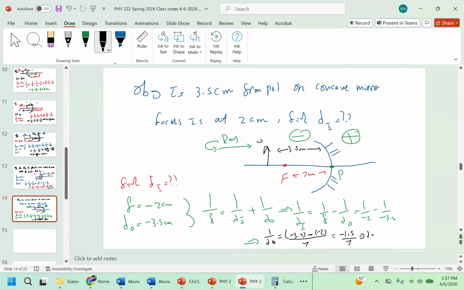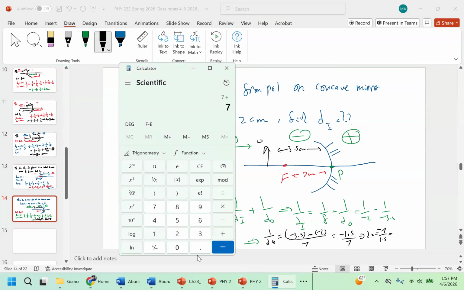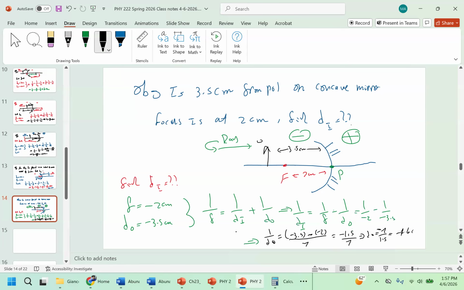That means your D of I equals 7 divided by minus 1.5, which equals to what? I got negative 4.6, point 6. Yeah, which is going to be like right over here. That's where your image is going to be.